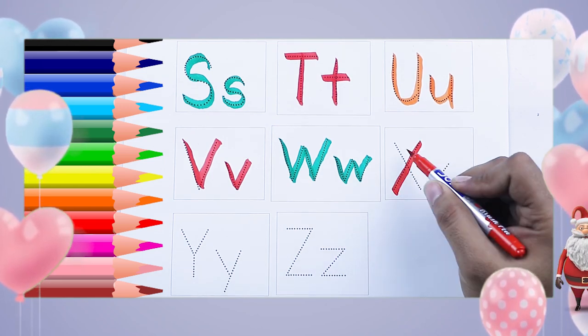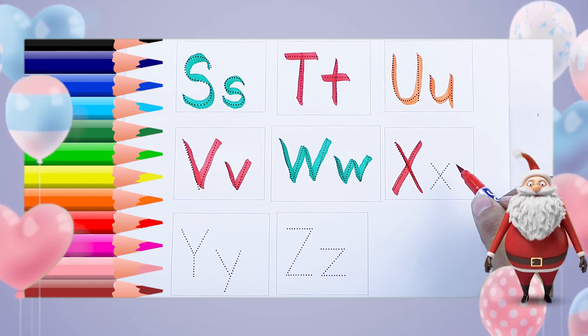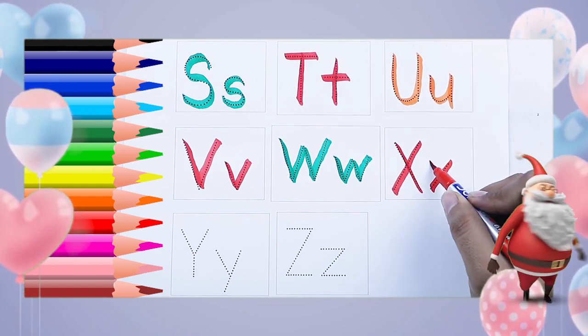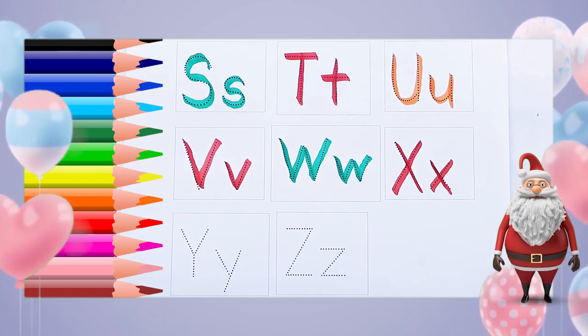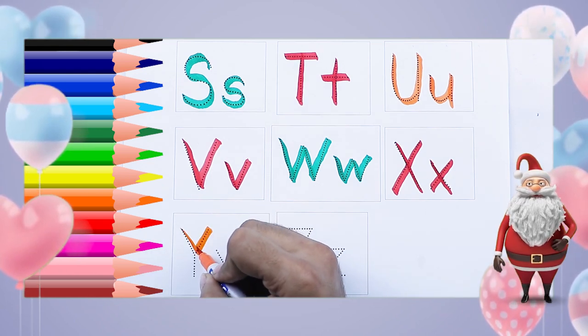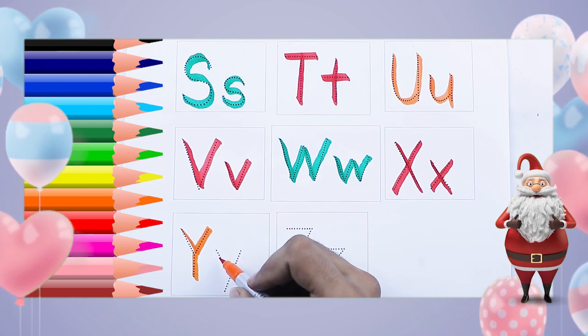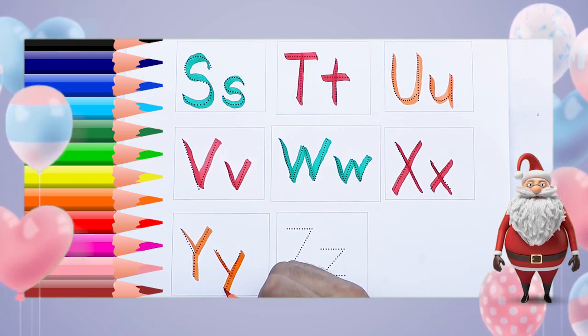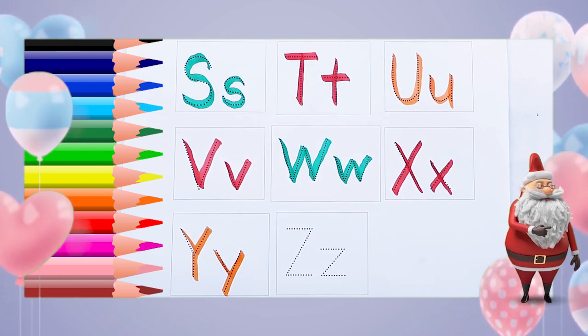Red color, X, X for Xmas tree. Red color, small x, X for Xmas tree. Orange color, Y, Y for yak. Orange color, small y, Y for yak.